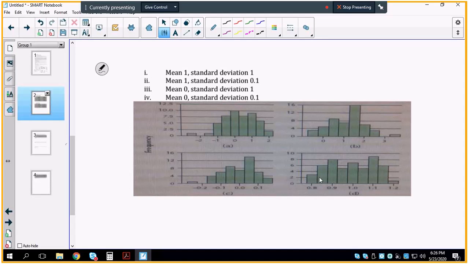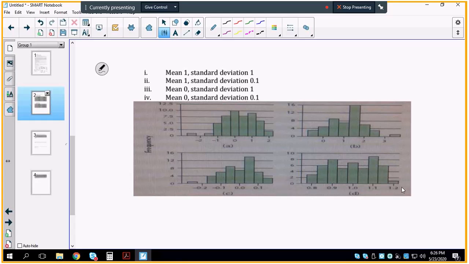So let's do one similar example. This time the means are 1 and 0. If you look at the first graph, we have the range of the data from -3 to 2. So the mean seems closer to 0. And if you look at the graph in D, I see that the range of the data is from 0.8 to 1.2. So it makes sense the data will have the mean of 1.